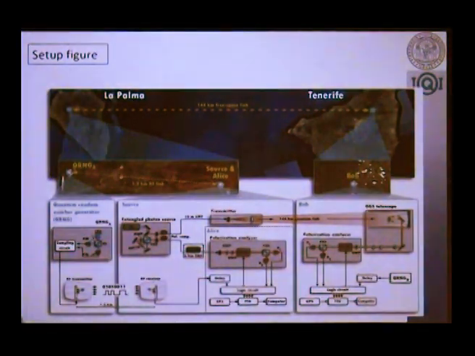The experiment was a big tour de force. Here are the two islands. On Tenerife, we have a source which creates these pairs of entangled photons.